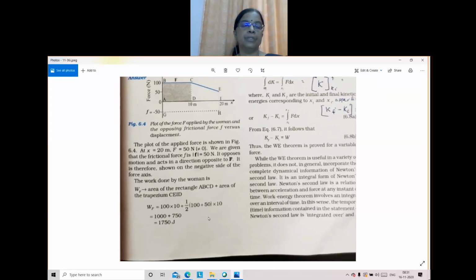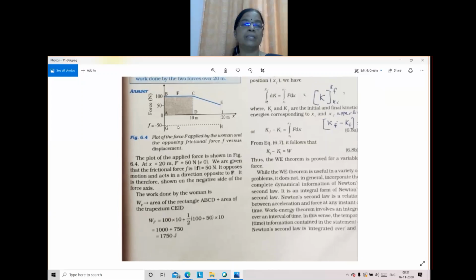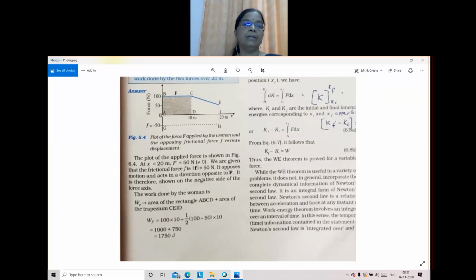That will be positive. So first the rectangle. What is the area? Length into breadth, 10 into 100. 100 into 10 plus the trapezium, half into B1 plus B2 into height. So here B1 is 100, and this one is 50. 100 plus 50 into this distance. The distance is 10 meter. Half into 100 plus 50 into 10. So 100 into 10 will be 1000 plus 750. You get 1750. That is the work done by the woman.